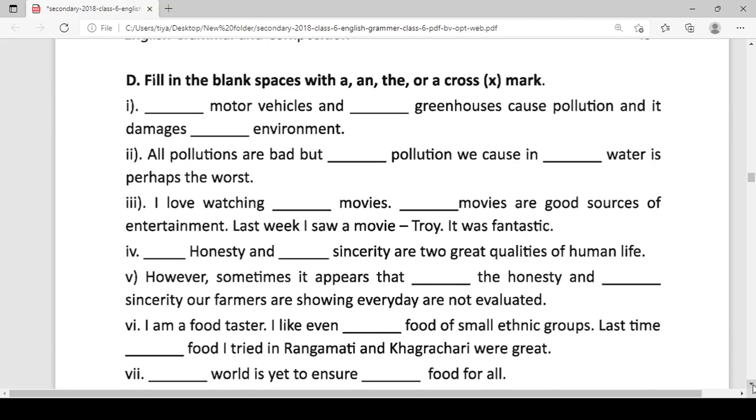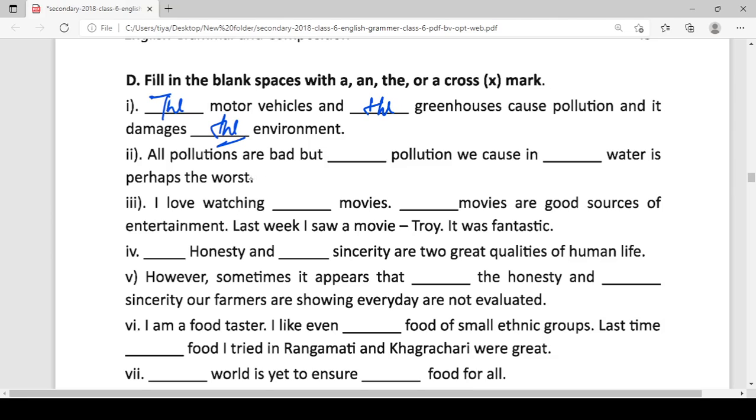Now we have this one: fill in the blanks with a, an or the. And if you don't need to use an article, just cross it. Okay, let's start and have a look at this exercise. What we need to do? Dash motor vehicles and dash greenhouses cause pollution and it damages dash environment. So what we can see: the motor vehicles and the greenhouses cause pollution and it damages the environment.